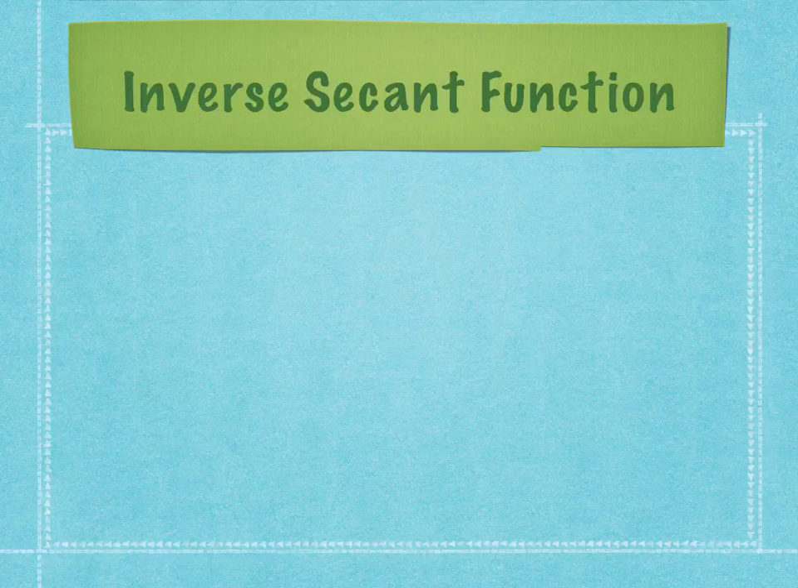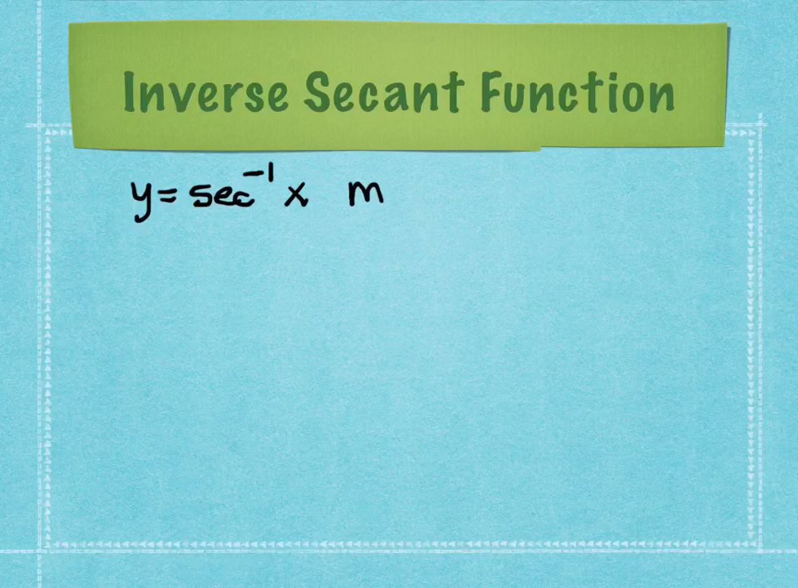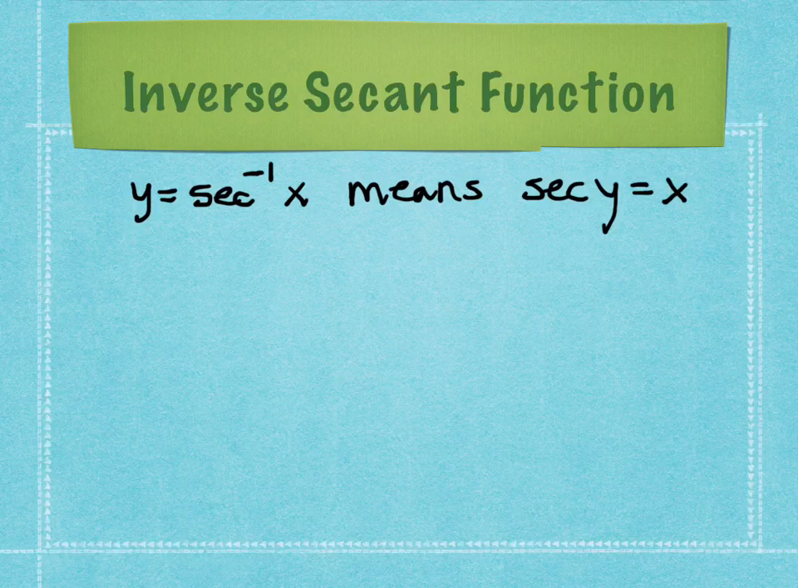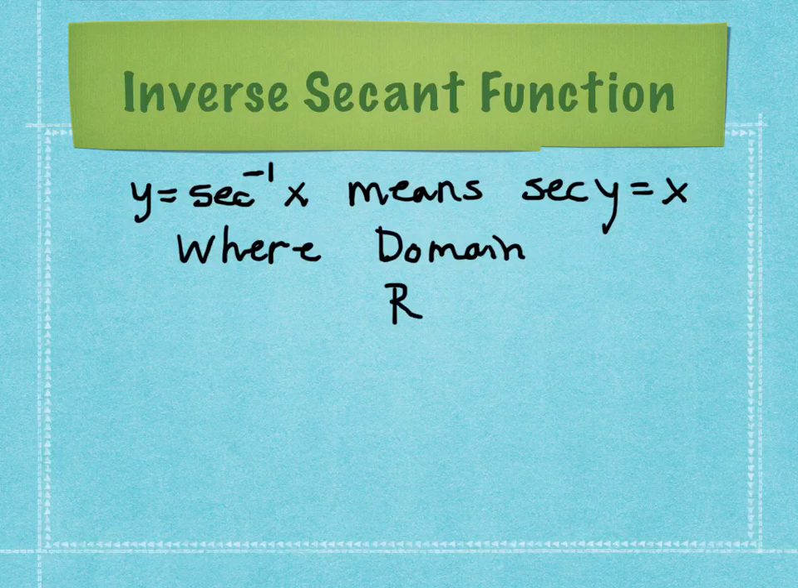Now the secant graph. Secant is related to cosine, and it will have similar domain and range issues. We actually have the function y equals secant inverse of x, and that means that secant of y equals x, and that happens where the domain and the range take on certain values.